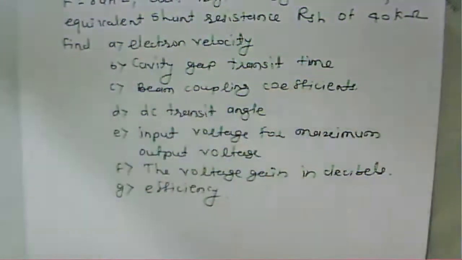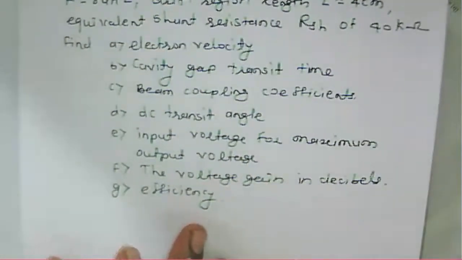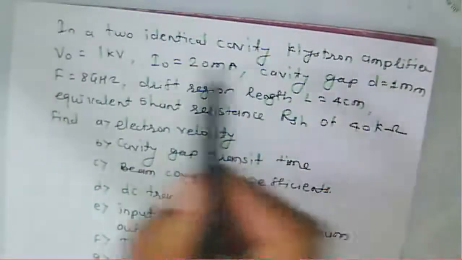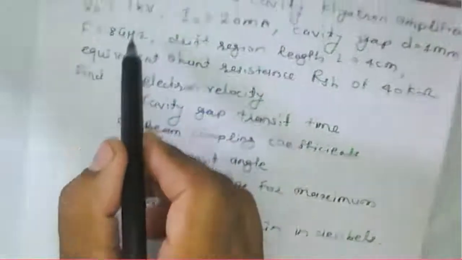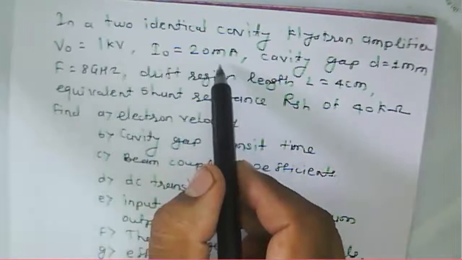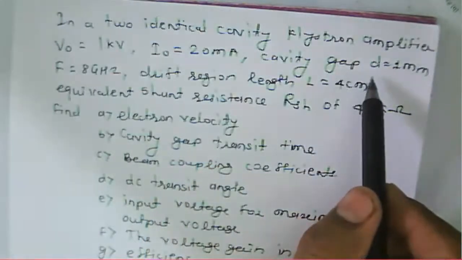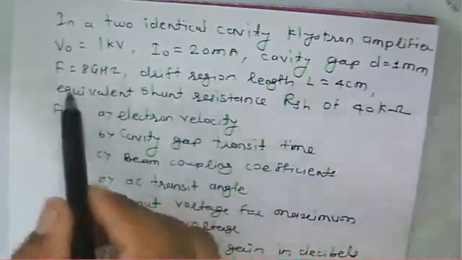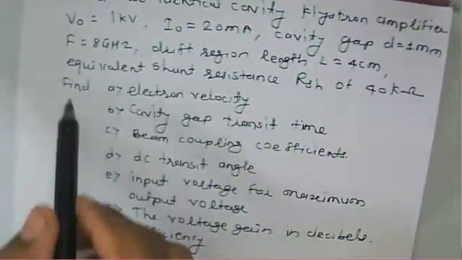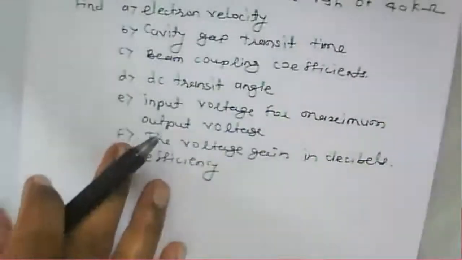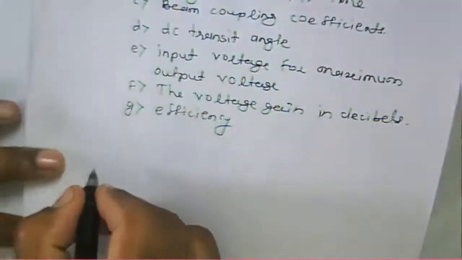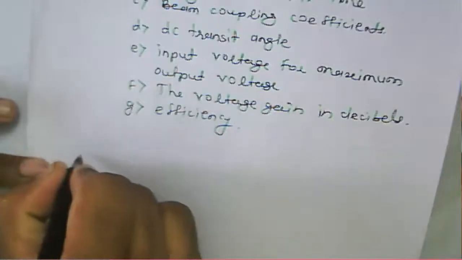These are the contents. Now we need to solve for this. This one is about a two identical cavity Klystron amplifier. It's a two cavity Klystron, so it has V0 equal to 1 kilovolt, current about 20 milliampere, and cavity gap about 1 mm. The operating frequency is given. Drift region length is L, 4 centimeter. That is the equivalent resistance. Now we need to find all the other terms, so that's why we need to learn what the two cavity Klystron is.